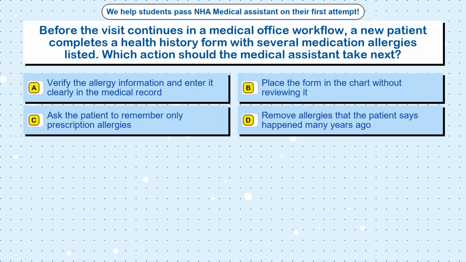Question 11. Before the visit continues in a medical office workflow, a new patient completes a health history form with several medication allergies listed. Which action should the medical assistant take next? Option A, verify the allergy information and enter it clearly in the medical record. Option B, place the form in the chart without reviewing it. Option C, ask the patient to remember only prescription allergies. Option D, remove allergies that the patient says happened many years ago.